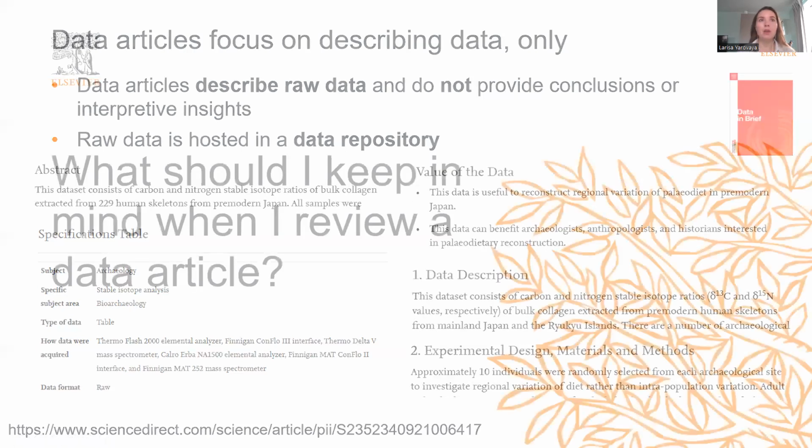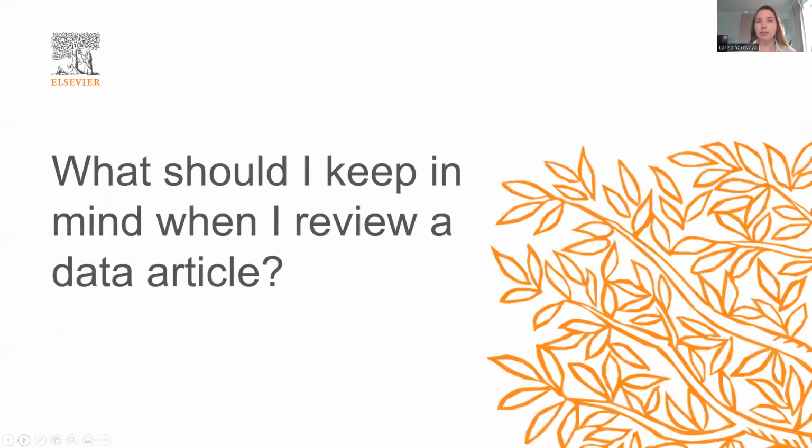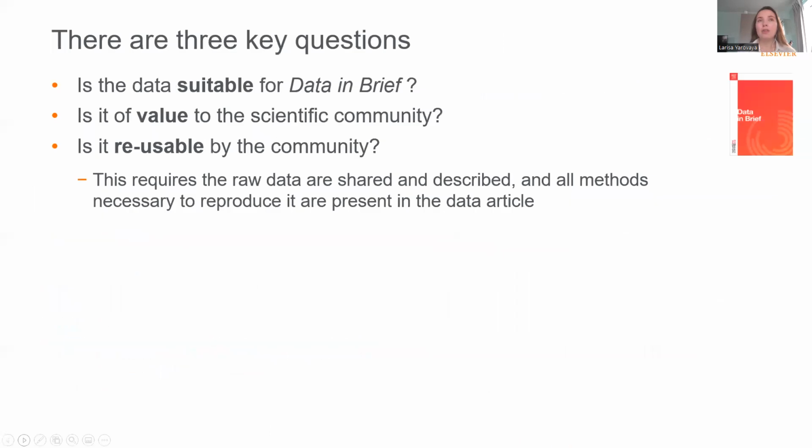So what should you keep in mind when you review a data article? There are three key questions that you can ask when you're reviewing the article. Is the data suitable for Data in Brief? Here you can directly refer to the scope of Data in Brief: we publish raw, original data that has been acquired by the authors. Is this data adding value to the scientific community? By value, we need to know that the data is basically original and someone can benefit from getting access to this data. And authors need to explain the value very clearly.